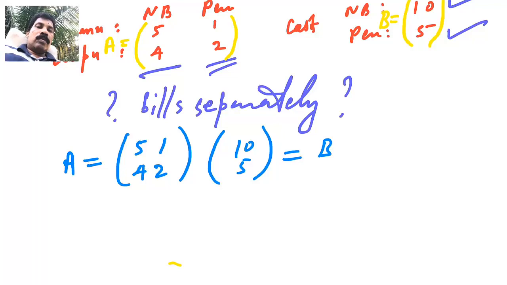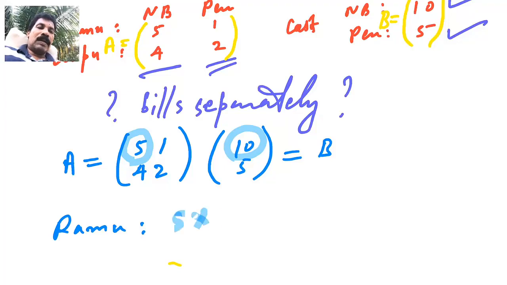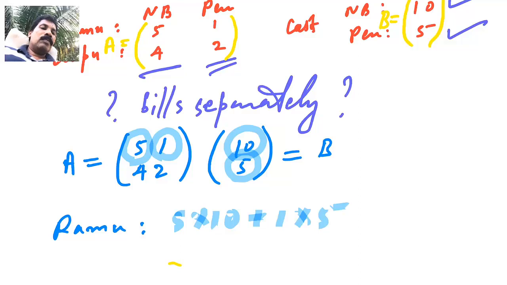Now in order to prepare the bill for Ramu, what do we have to do? He is purchasing 5 notebooks at the cost of 10 rupees, so we have to multiply these two numbers, that is 5 multiplied by 10. Then again he is purchasing 1 pen at the cost of 5 rupees. Therefore we have to multiply 1 by 5. Now in order to get the total amount, we have to add.